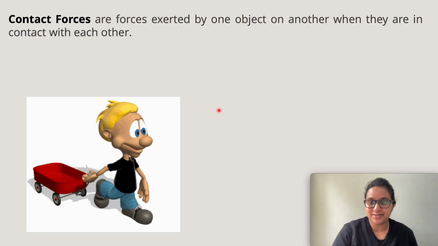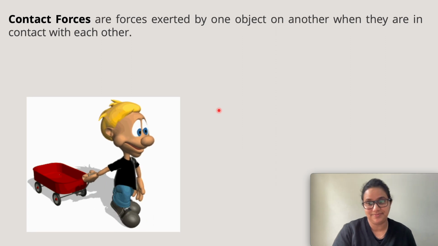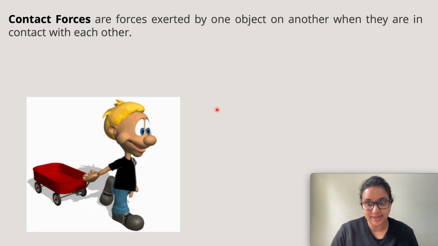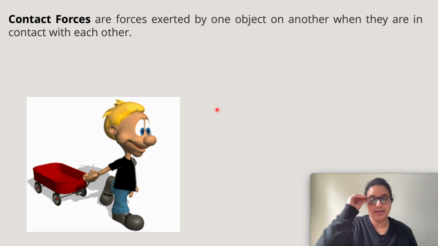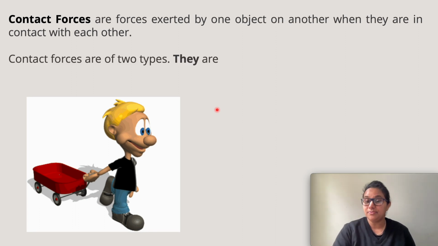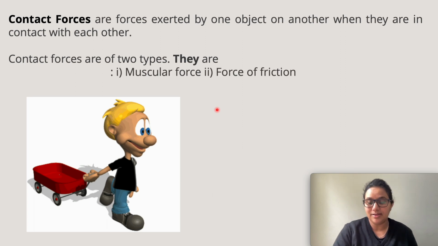So contact forces are nothing but forces exerted by one object on another when they are in contact with each other. Can you give some other examples of contact forces? Let me give some: picking up this pen, writing using this pen, taking off my glasses. These are examples of contact forces. So contact forces are of two types: muscular force and force of friction.